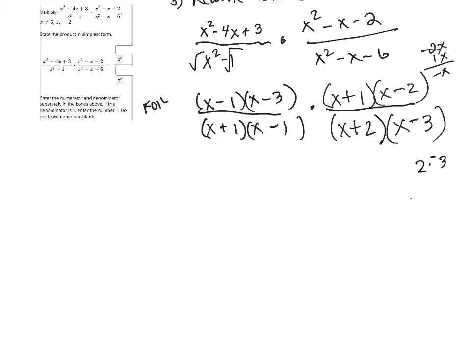Again, we can check with FOIL. X times x is x squared. X times negative 3 is negative 3x, and then 2 times x, 2x, that's a negative x. 2 times negative 3 is negative 6.